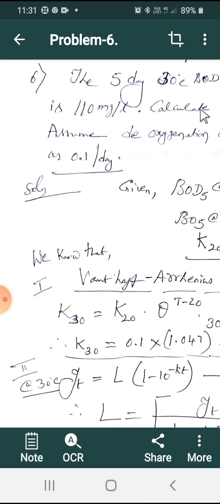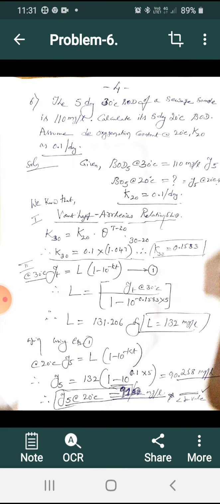Given that, calculate its 5-day 20 degree centigrade BOD. Assume the deoxygenation constant at 20 degree centigrade, K20, is equal to 0.1 per day. Given BOD5 at 30 degree centigrade is equal to 110, and BOD5 at 20 degree is equal to question mark, it is Y5. So K20 is 0.1 per day.